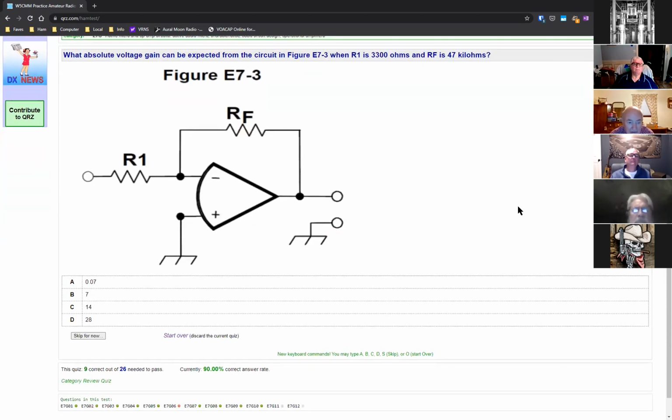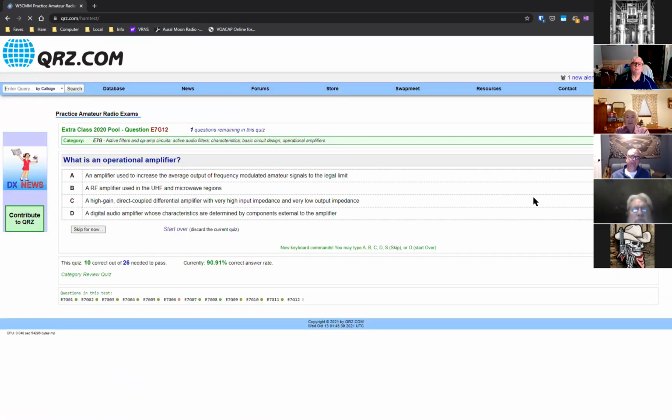What absolute voltage gain can be expected from the circuit when R1 is 3,300 ohms and RF is 47 kilohms? Calculator. 14? Does that work? Is it 14? Yeah. What is an operational amplifier? C, yeah, C.